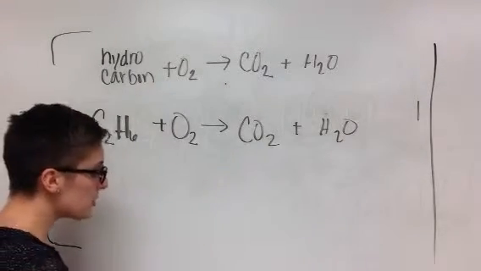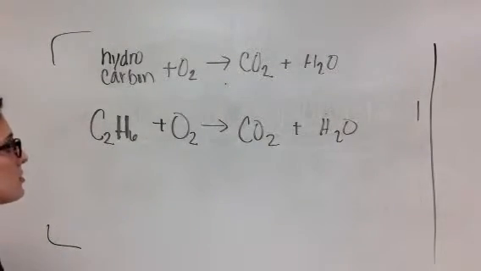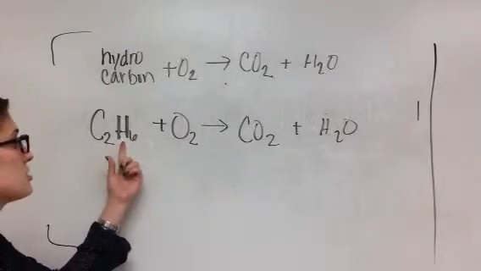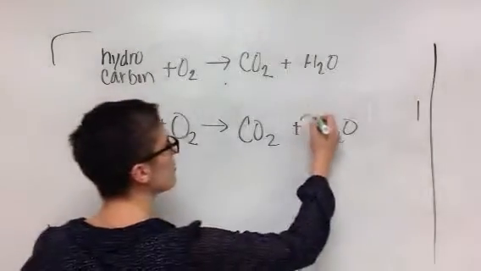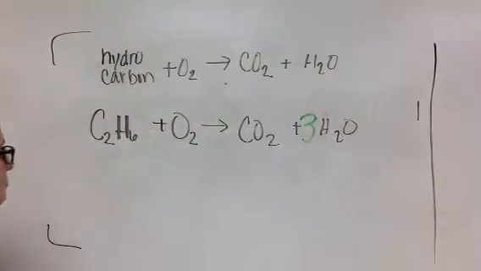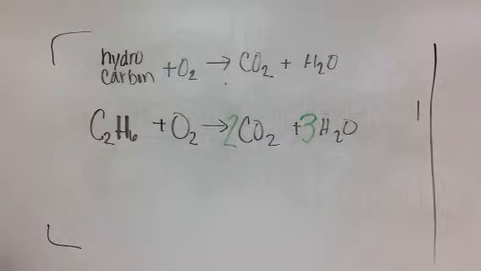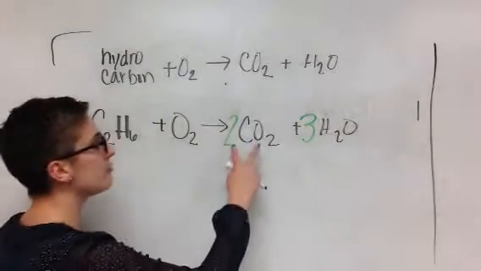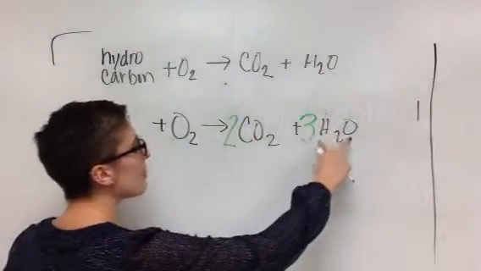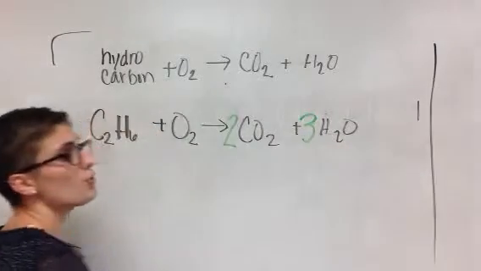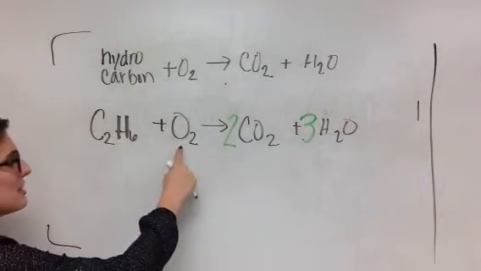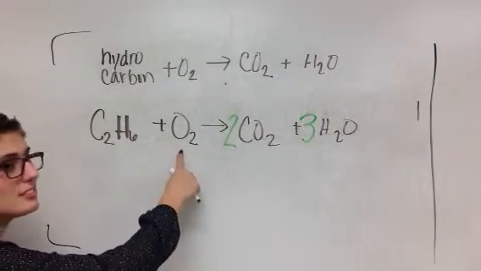This one's a little bit tricky though when it comes to balancing. So let's say I wanted to balance my hydrogens first. I would put a 3 in front of this H2O. And then I could balance my carbons and I would put a 2 in front of the CO2. But that puts me in a really dicey spot because I have 4 oxygens and 3 oxygens here, so that's a total of 7.